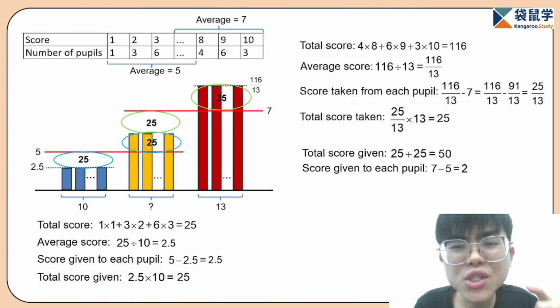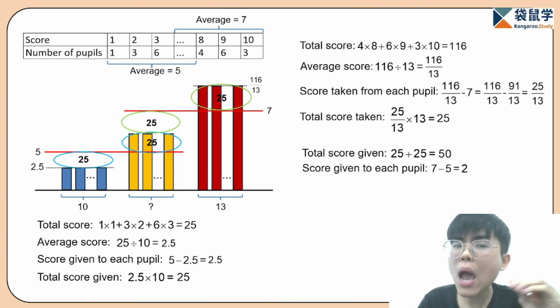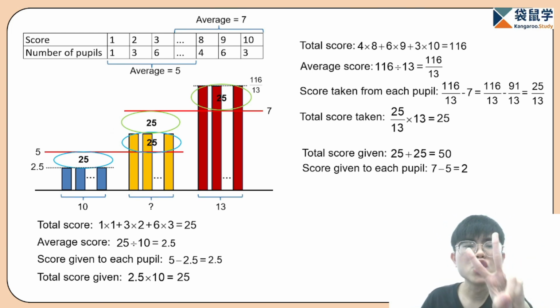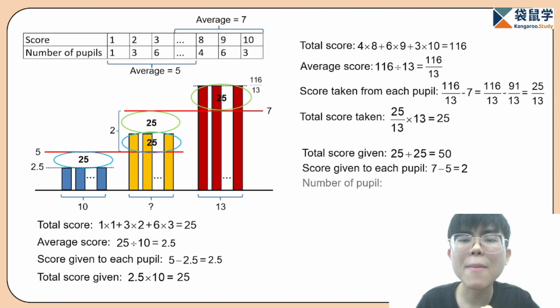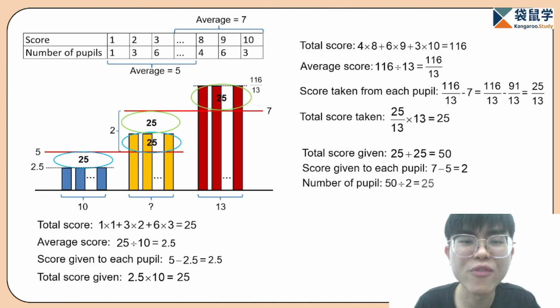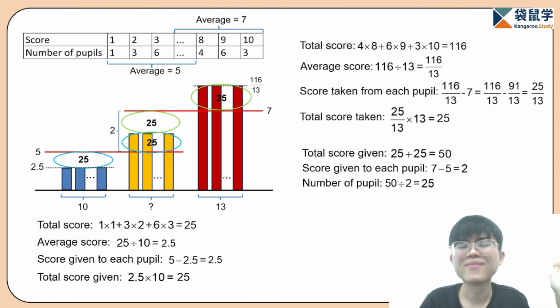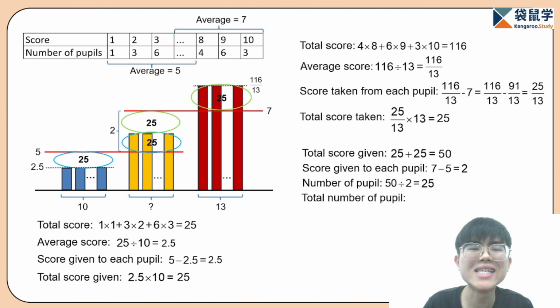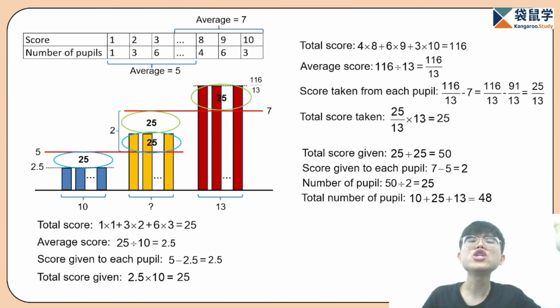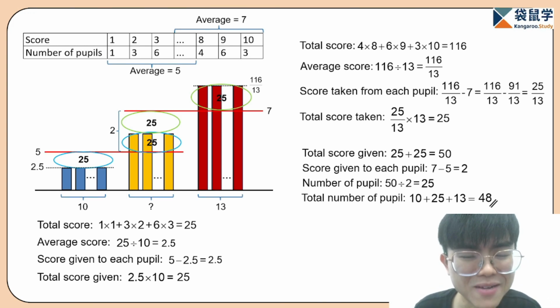So now that we know a total of 50 scores have to be given, and we have to give each of the students 2 scores, to find the number of people, we can just use 50 divided by 2, and we have 25. So now guys, in this question, what do we want? We want to find the total number of people. So we just use 10 plus 25 plus 13, and we have 48, which is our final answer over here.